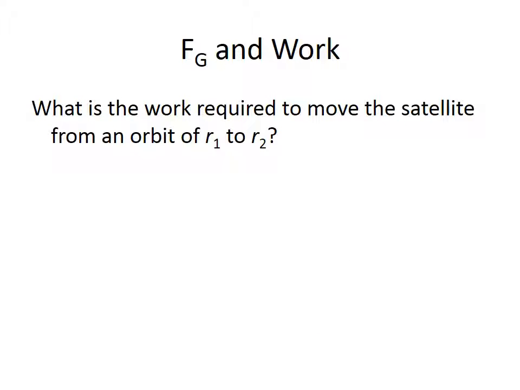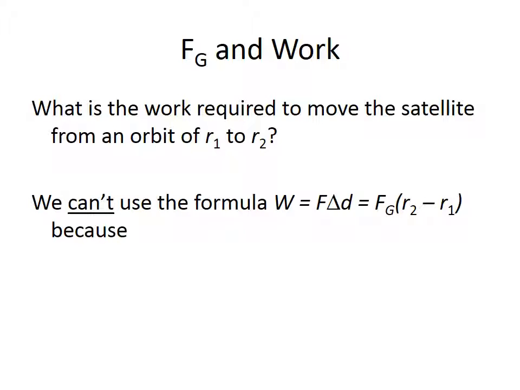Now, let's consider the question, what is the work required to move the satellite from an orbit of r1 to an orbit r2? We can't simply substitute into the formula work equals force times distance, subbing in Fg for our force and r2 minus r1 for our distance, because, well, we've just seen F sub g is not constant from r1 to r2. It falls off as the inverse square.